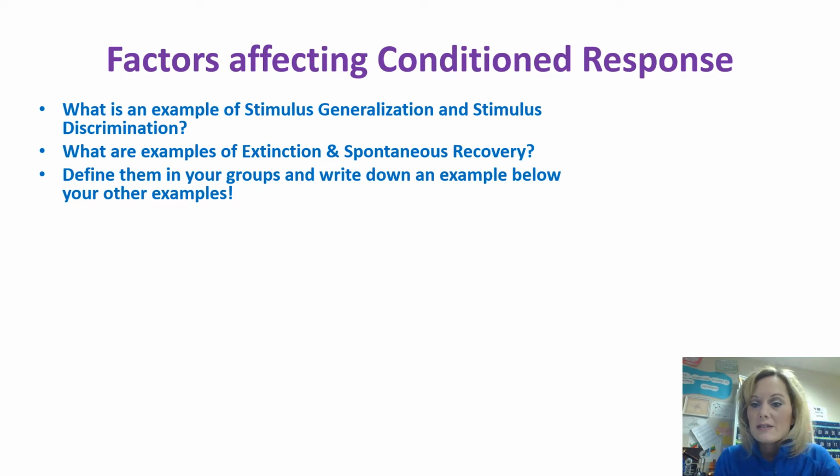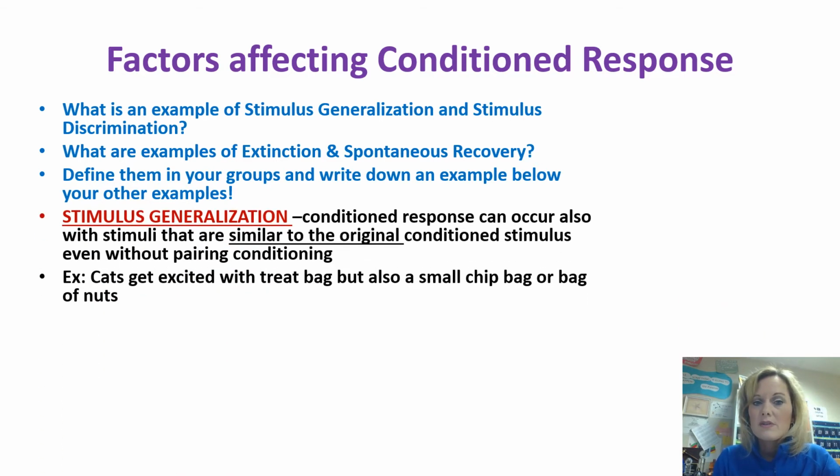Okay, and then the next things to think about too with factors that affect response is what are examples of stimulus generalization, stimulus discrimination, extinction, and spontaneous recovery. And normally I would have you guys write this down in groups and so forth, which is why virtual is so hard. So I want you guys to think those are the 4 next things that you need to know, those 4 particular definitions. So with stimulus generalization, okay, and I gave you an example there, a conditioned response can occur also when something is similar to the original response.